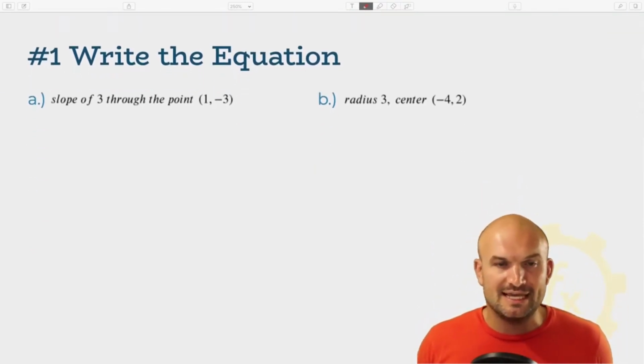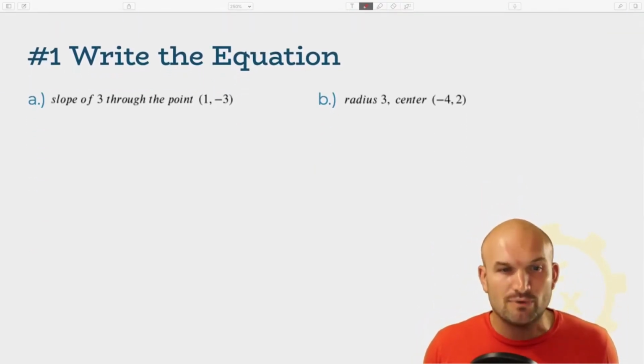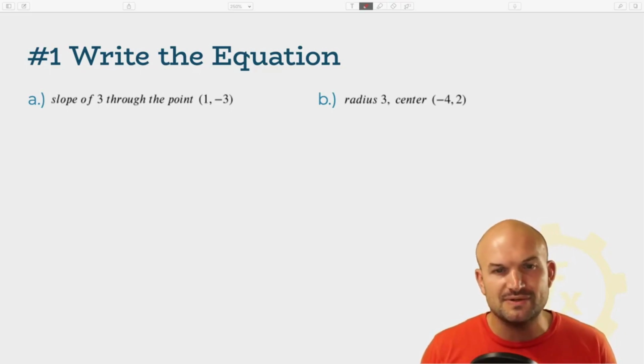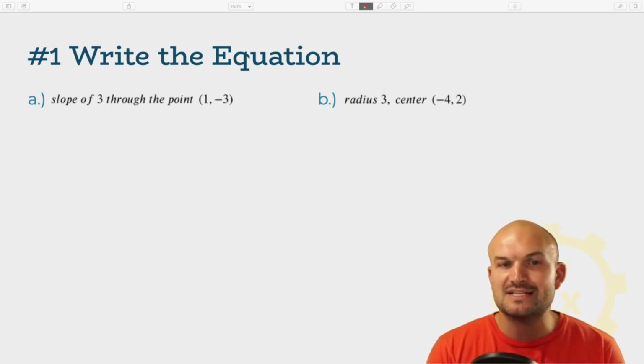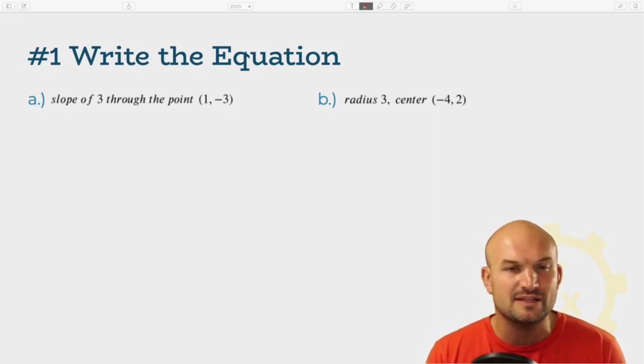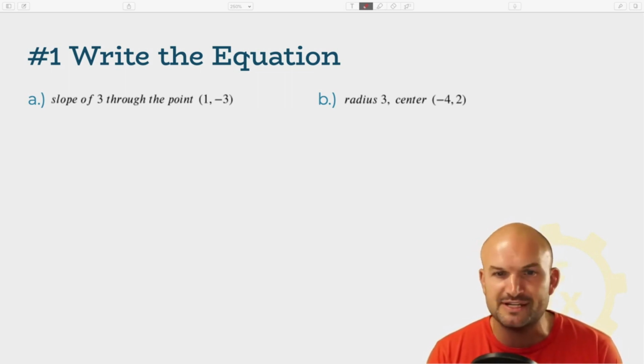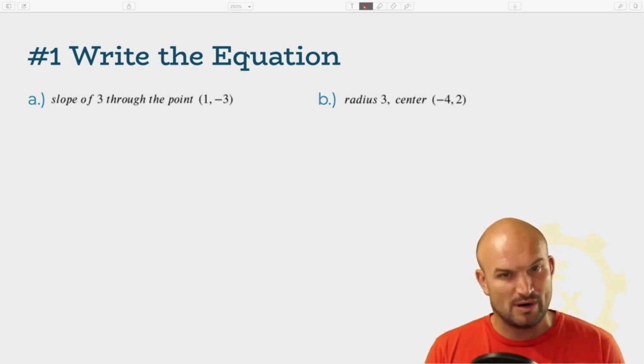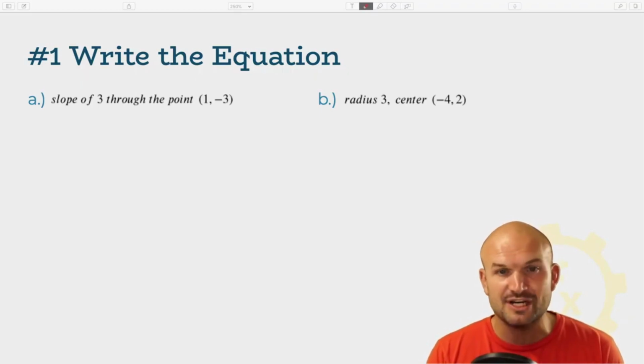So the first thing comes down to writing the equation. In this case, you see we're writing the equation of a line as well as a circle, and some fairly basic ideas: when we're given information, we want to make sure we can write the equation, right? An equation is a representation of all the points that make up that graph.